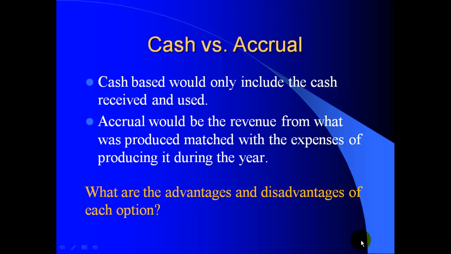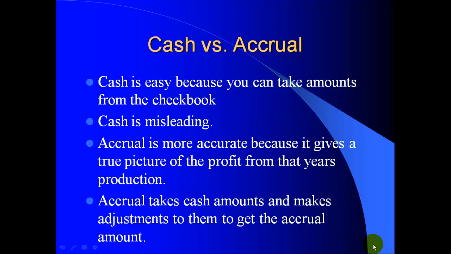The disadvantage is that the cash amounts are readily available from your checkbook, so to turn those into accrual amounts, we've got to make accrual adjustments, but it can be done and it's not that hard. So cash is easy because you can take the amounts from the checkbook. Cash is misleading. Accrual is more accurate because it gives you a true picture, and it takes the cash amount, so you have to make those accrual adjustments to them.